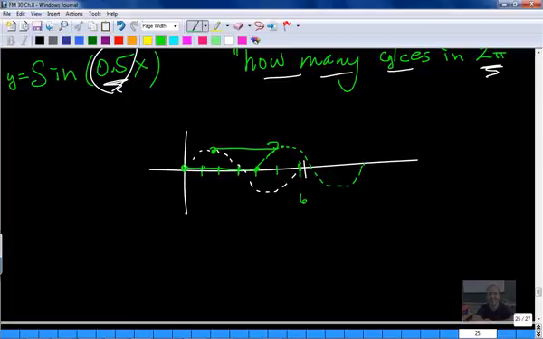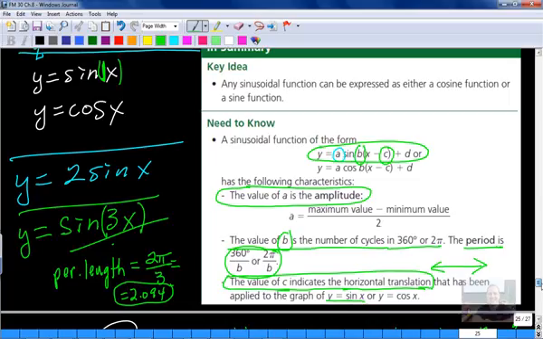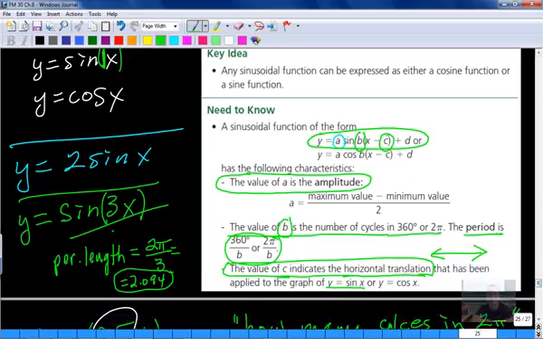4 units. This one, 4 units. This one, 4 units. The minimum, 4 units. End value, 4 units. Everything shifts over. So the C value talks about a horizontal shift or a horizontal translation.